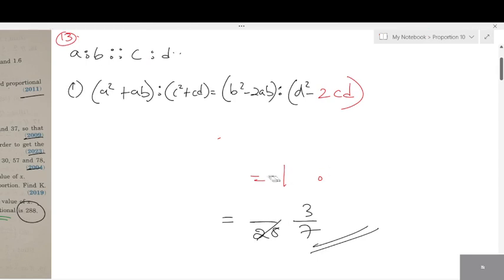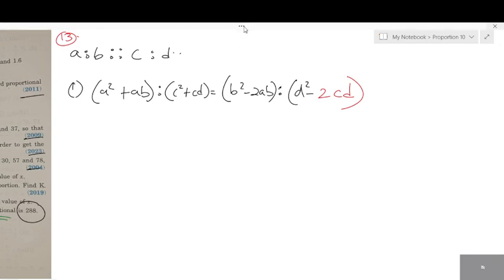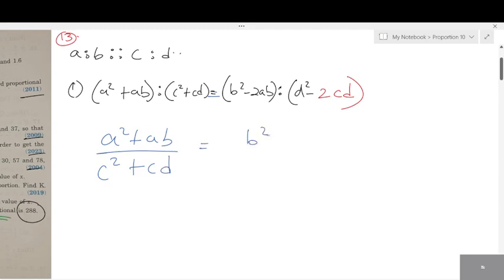Fine. So you have to divide, cross multiply. I'll tell you one concept here. You have to show left hand side is equal to right hand side. Left hand side we have a square plus ab. Right hand side we have c square plus cd. B square minus 2ab is equal to d square minus 2cd. You have to just show left hand side is equal to right hand side.